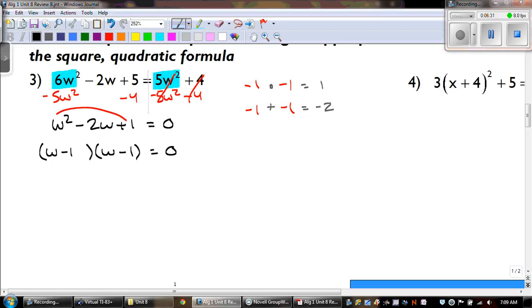Okay, we would set both of those equal to 0. It's the same thing, and when we do that, we just get that w equals 1.